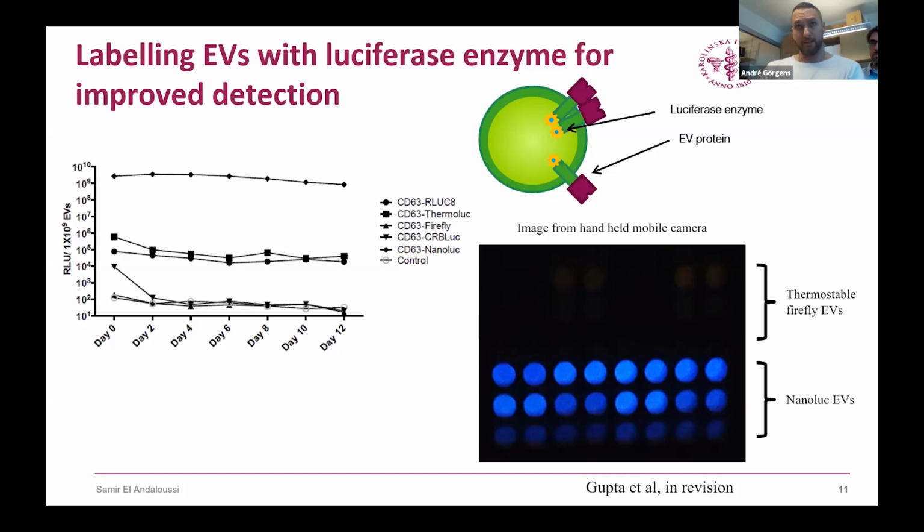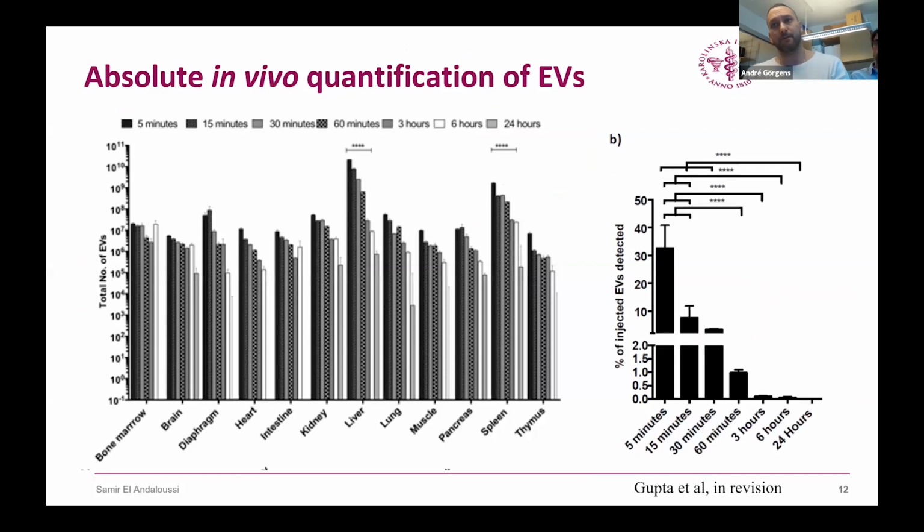We've then taken this system and applied it. We've used different cell sources, made them genetically stable for these NanoLuc or thermal luciferase constructs, and then ran biodistribution in mice after different injection routes. The left bar graph here depicts an intravenous injection of cord blood-derived MSC EVs, and then we've taken out organs at 5, 15 minutes, 30 minutes, 60 minutes, 3 hours, 6 hours, and 24 hours, and looked at the signals in each tissue.